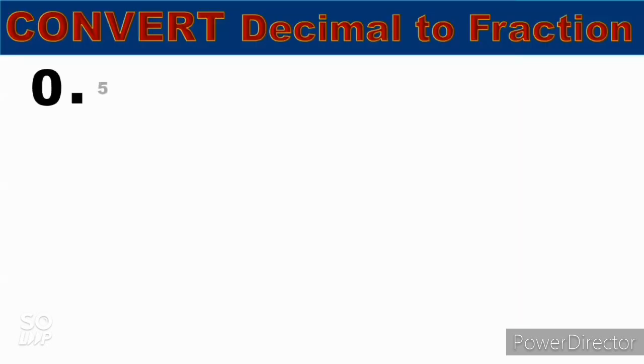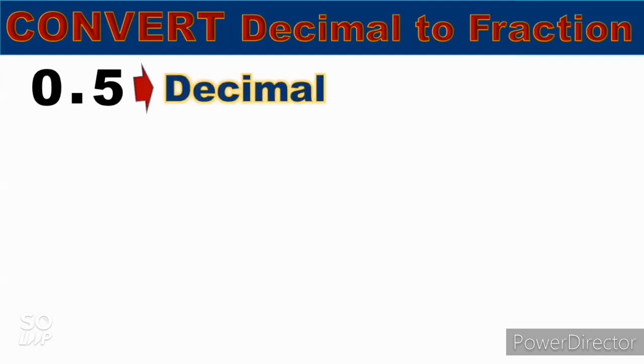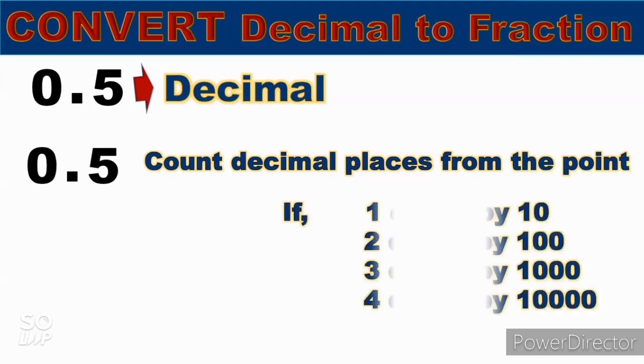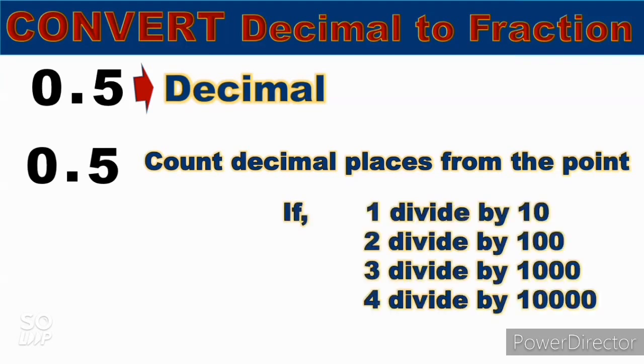Okay, this time we're going to discuss how to convert decimal to fraction. Now we have 0.5. 0.5 is decimal. And then the next step is to count decimal places from the point going to the right. If 1, we divide by 10. If 2, divide by 100. If 3, divide by 1,000. If 4, divide by 10,000, and so on.